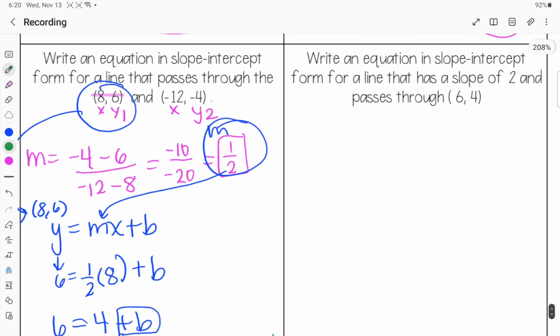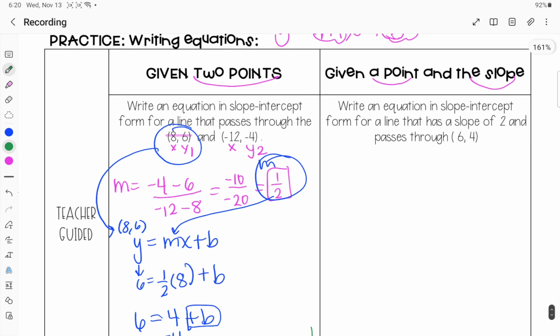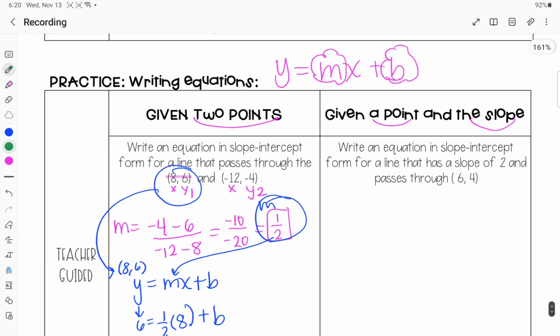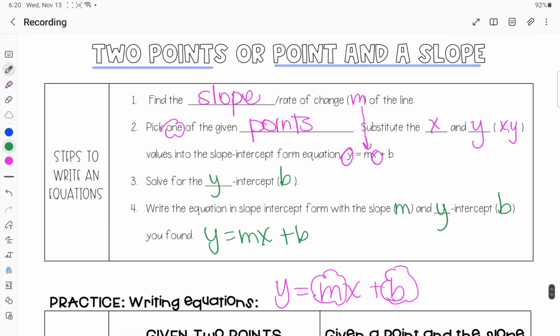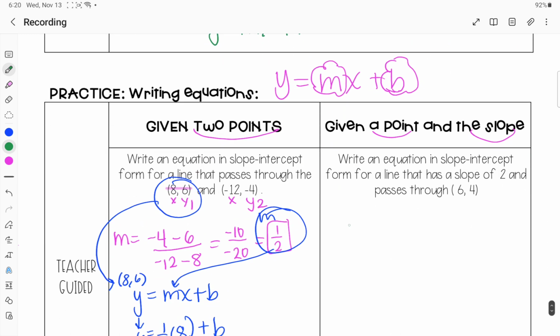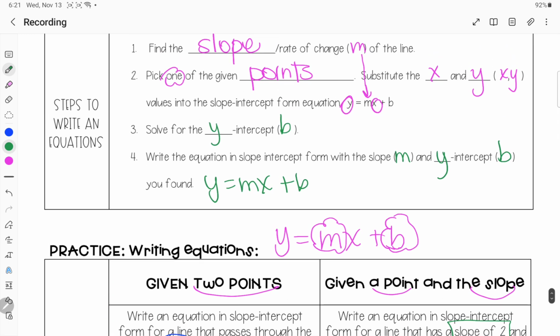All right, now let's look at when they've given you a point and a slope. If they've given you a point and a slope, well, it takes a little of the work out of it. Because step number 1 says to find your slope or your rate of change. Well, in this case, it tells me I have a slope of 2. So I know my slope. If they give you a slope and a point, it's pretty easy because then they've also told you it passes through this point right here.